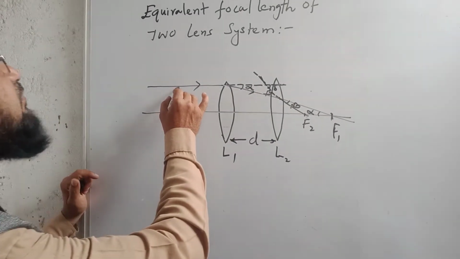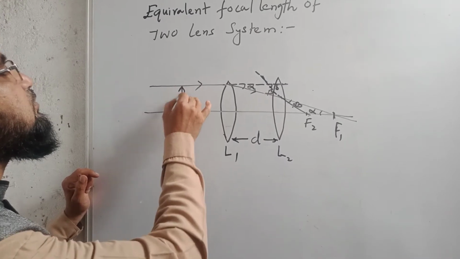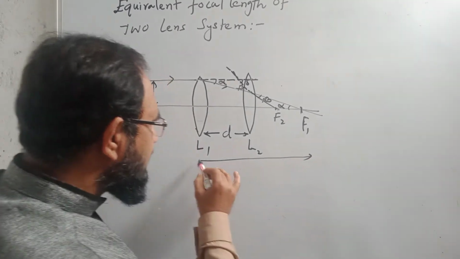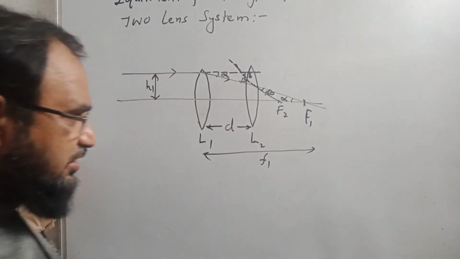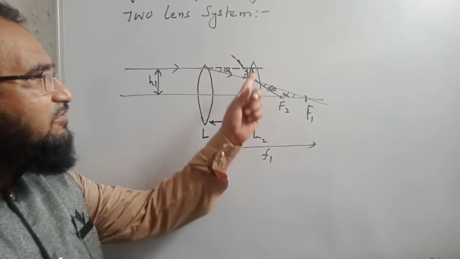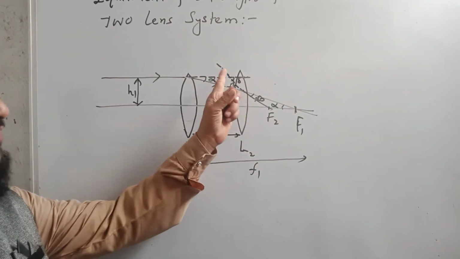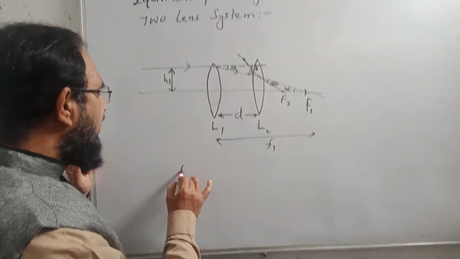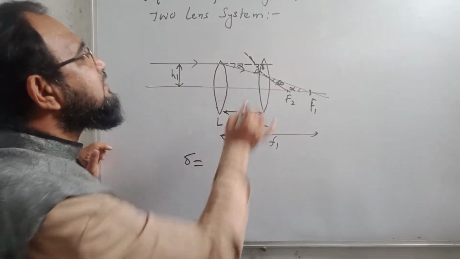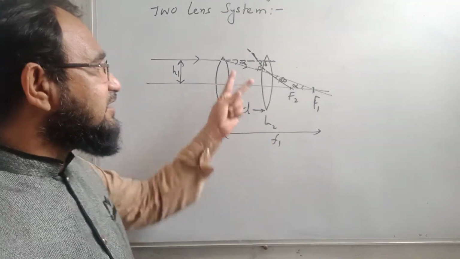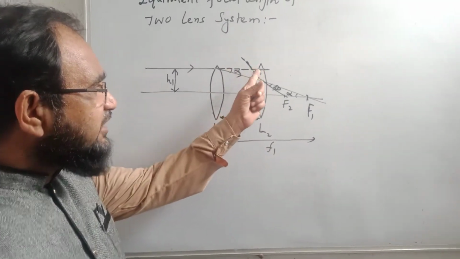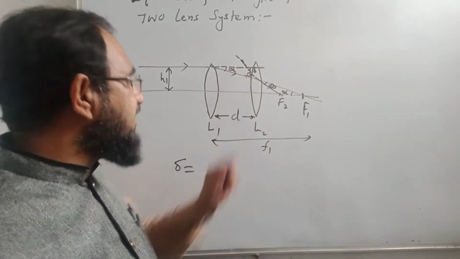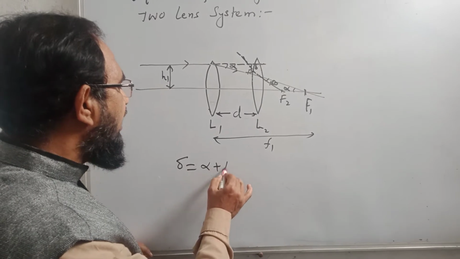The height of the object is h1, and the first focal length is f1. Now I will write the value of the exterior angle delta using the formula. The exterior angle delta is equal to the sum of the two interior angles of this triangle, alpha plus beta.